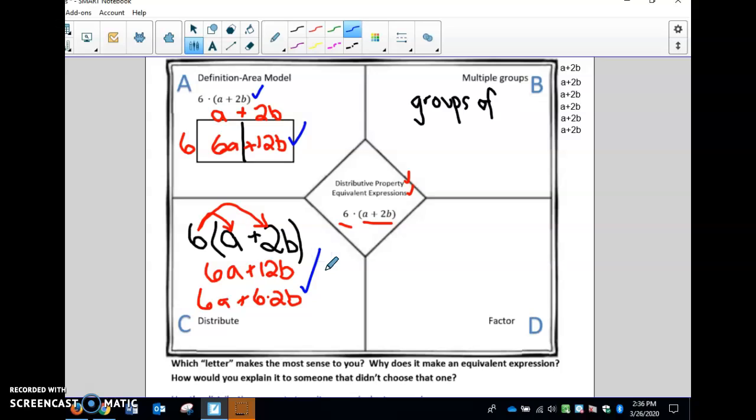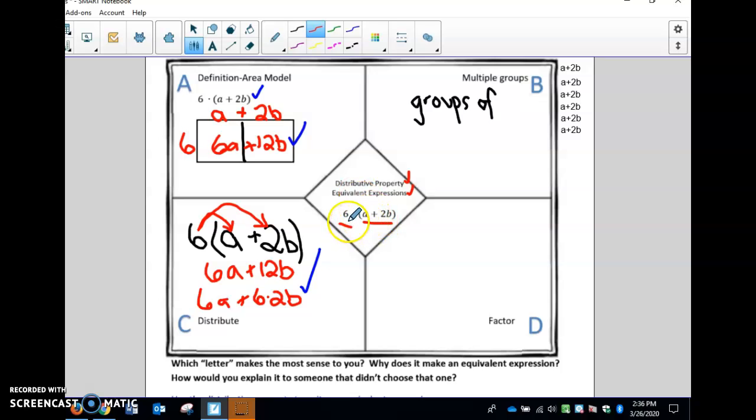Right now I've got three equivalent expressions so far that I can use to all represent the same basic expression. And you might be able to figure out how to make another one that's equivalent out of this, and we're going to be looking more at that in a minute. But I'm going to slide over here because this multiple groups model is going to be a very, very important model when you're thinking about this with variables.